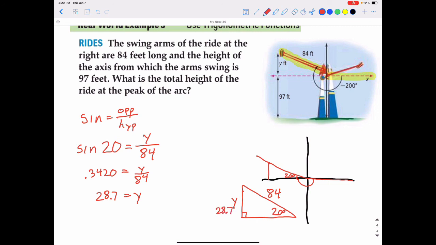So how high does the swing go? Well, that 28.7 is measured from the x-axis, which is 97 feet above the ground. So we would have to add those two together. So 28.7 plus 97 gives you a grand total of 125.7 feet. So that swing gets pretty high.